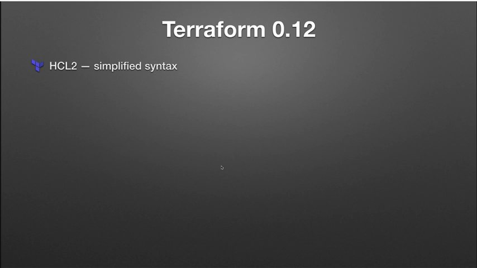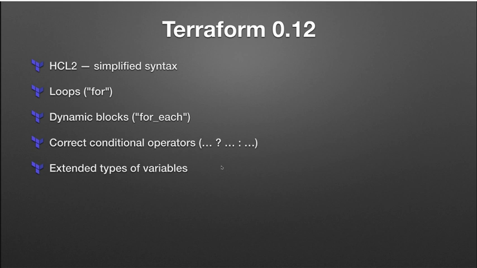A new syntax is introduced: we don't have to write double quotes, dollar, curly brackets for expressions anymore, and a few other syntax sugars. There is support for loops, support for dynamic blocks, correct conditional operations where left and right parts are not executed at the same time, and extended types for variables, so you can specify a list of maps of lists of maps, list of maps of maps of lists if you want. There are many features which, if you're coming from a developer background, you may think are exactly what I need, I couldn't live without it. And templates in values, so you can really do crazy things.